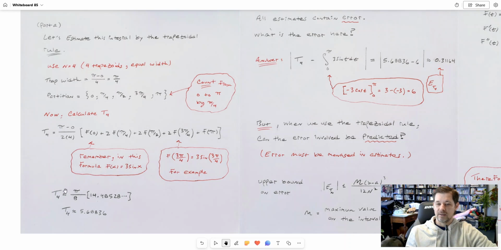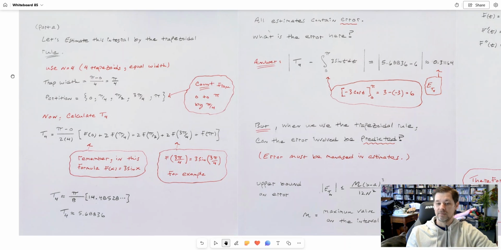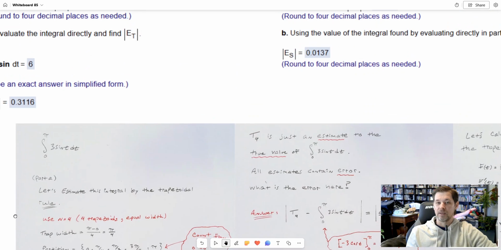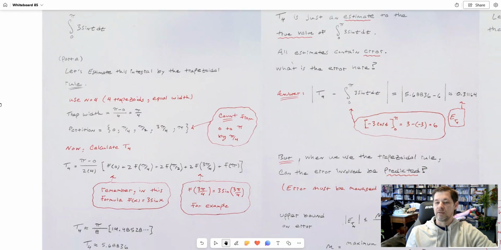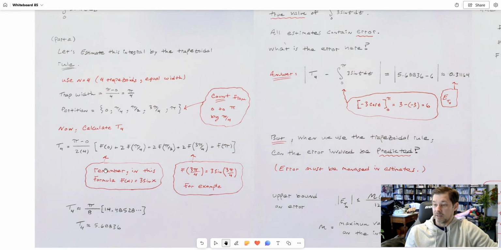I get this here, and I get my final answer for the trapezoidal estimate with 4 trapezoids being 5.6883. So that's this number that you see here. It's rounded to 4 decimal places on my MATLAB. Okay, so that's how you get started, is to calculate the trapezoidal estimate with 4 trapezoids in this case.